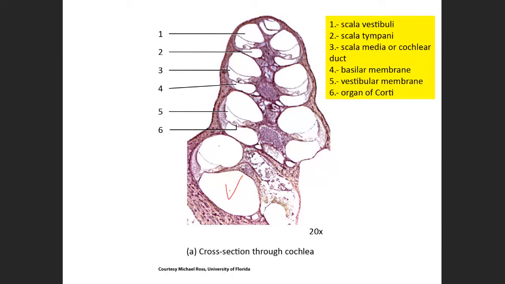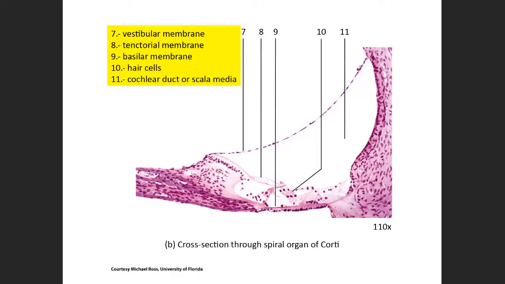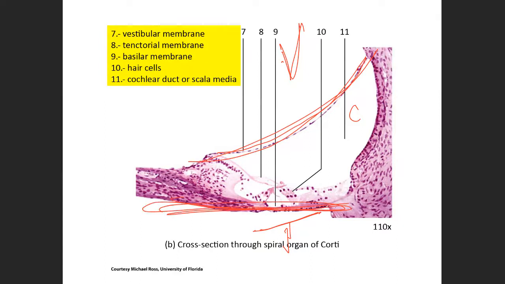This is the tympanic membrane. And this right here is the cochlear membrane. And perfect. So this will be the vestibular membrane, scala vestibuli, scala tympani down here. This is the cochlear duct or scala media. This is the vestibular membrane. This is the basilar membrane down here. And the organ of Corti is this area right here.